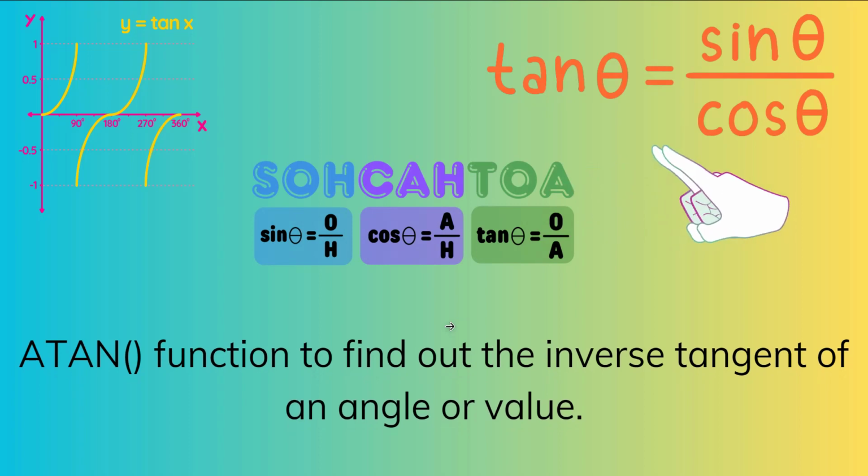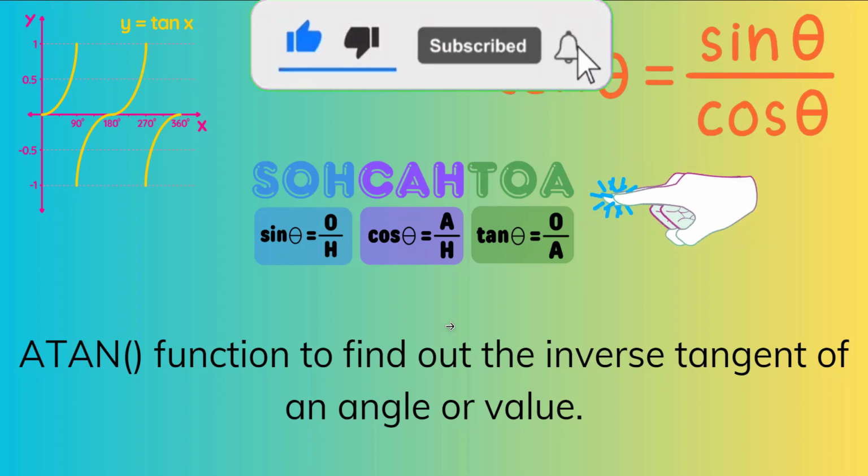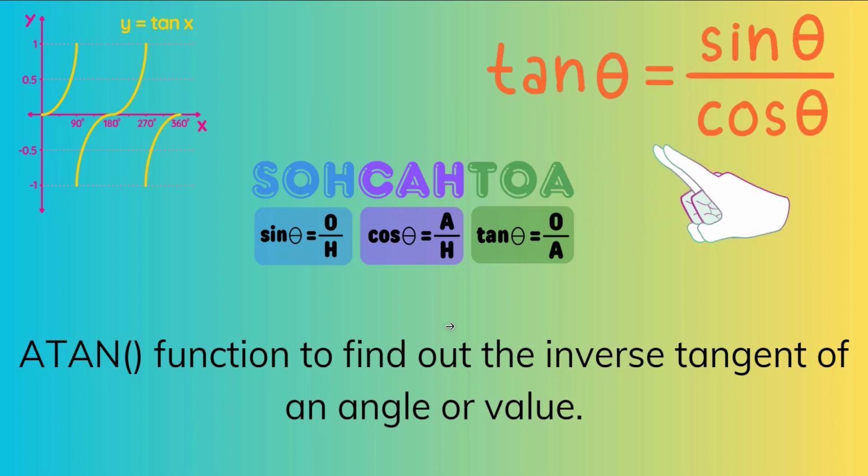ATAN function is one of the mathematical functions of Salesforce, and it is used to do trigonometric calculation. The ATAN is known as arctangent in Salesforce, and this function is used to find out the inverse tangent of an angle or the value that you pass to that particular function. It is mostly used in Salesforce when you want to find out the radian value between the range of minus pi by 2 to pi by 2.